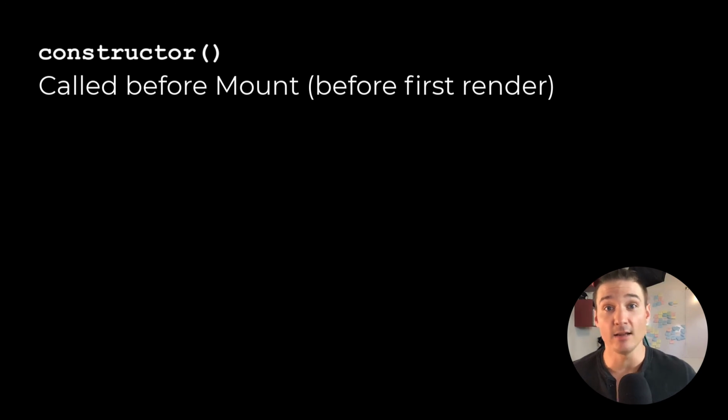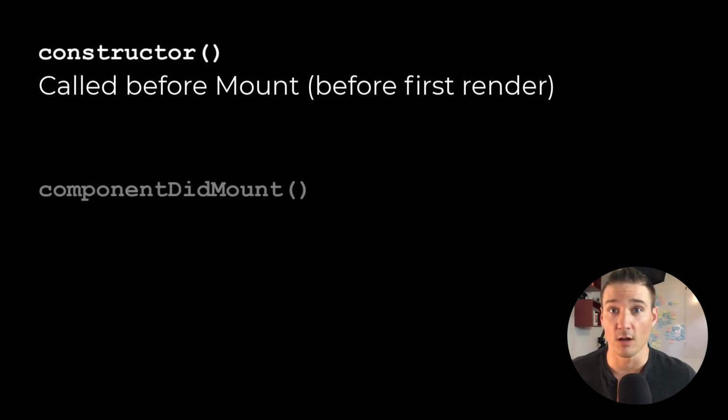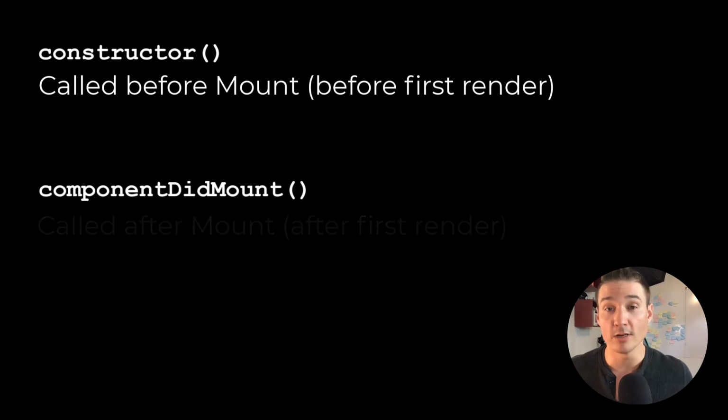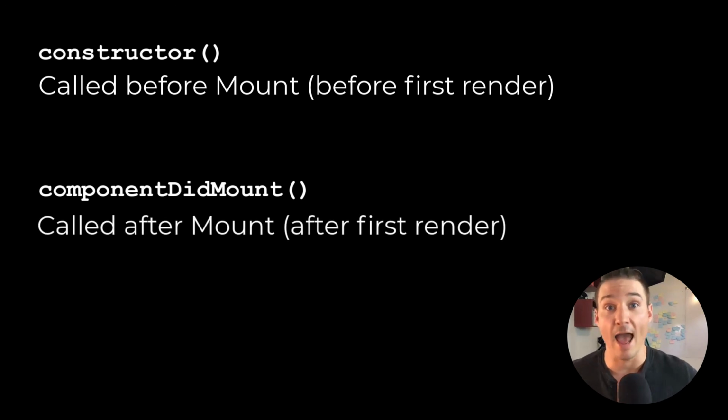So any data that you need in order to do the first display of the component, you need to initialize that in a constructor. The next function is called componentDidMount. componentDidMount gets run immediately after the mount, so after the component is inserted into the DOM. This is good for things that you don't want to block the first render, like an external API call, or for things that require the component to actually be in the DOM in order to perform.